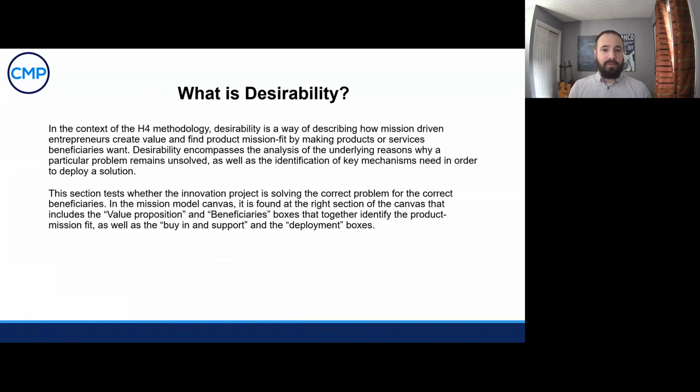In the mission model canvas, it is also found at the right side of the canvas, which includes the value proposition and beneficiary boxes that together identify the product mission fit, as well as the buy-in and support and deployment boxes. What I hope you're noticing with this section is the map between what the problem really is, the beneficiaries, those individuals at the heart of this problem, and what the particular value propositions are for each of them.